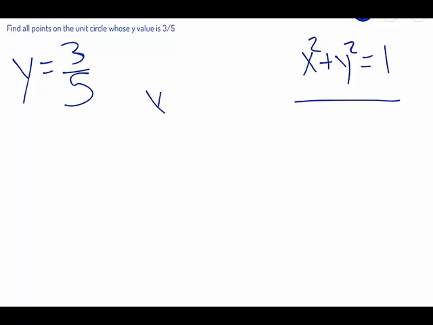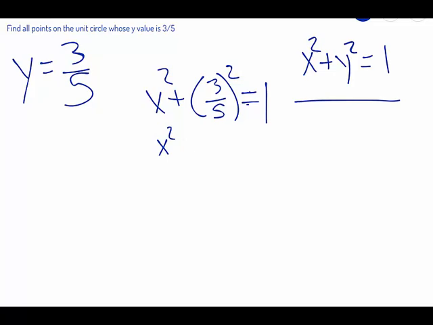So we don't know what x is. We're going to solve for that. But we are going to plug in 3/5 for y. That's going to equal 1. All right, so take the y value of 3/5, plug it in for y, and solve for x is what we need to do here.